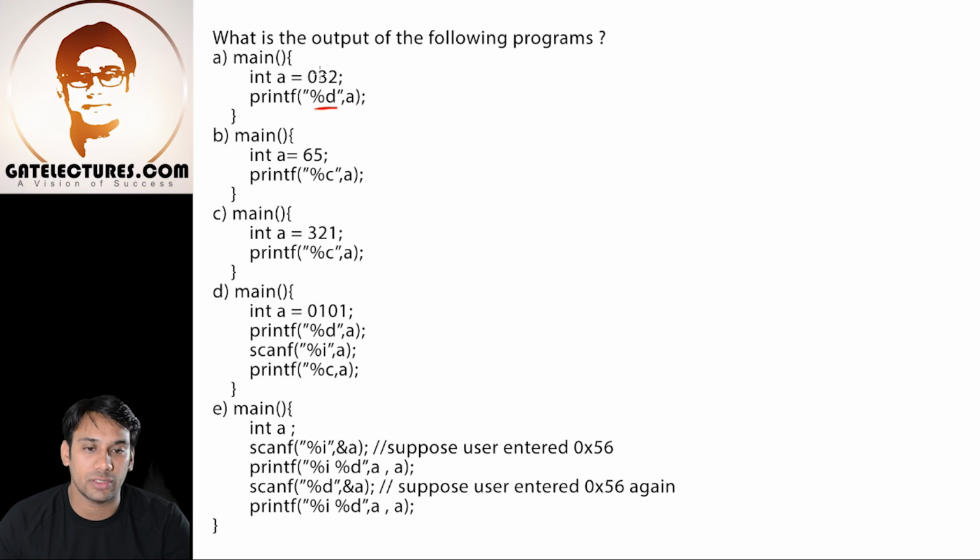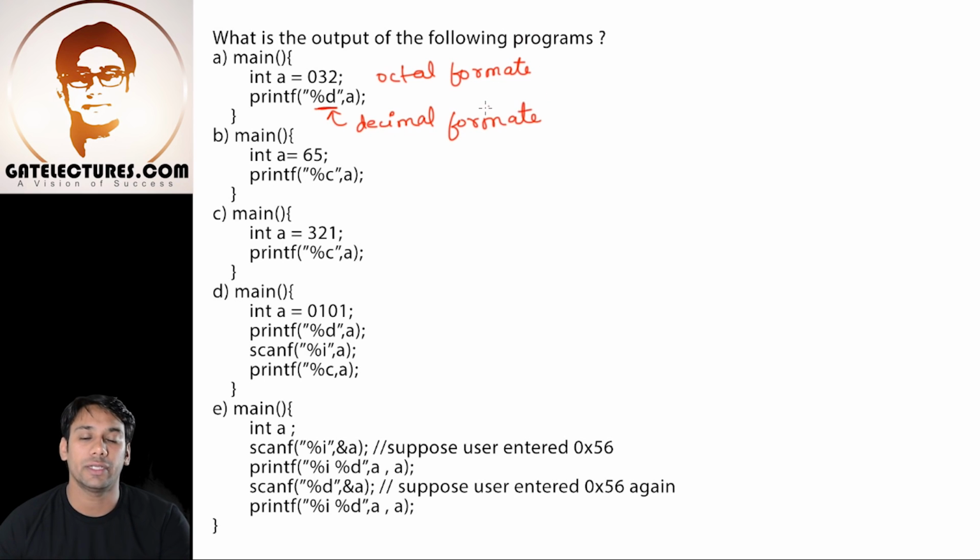Whenever we start an integer number with 0, then by default the C compiler takes this integer number in octal format. So this is in octal format, and when you are printing this output, you are printing this number in decimal format.